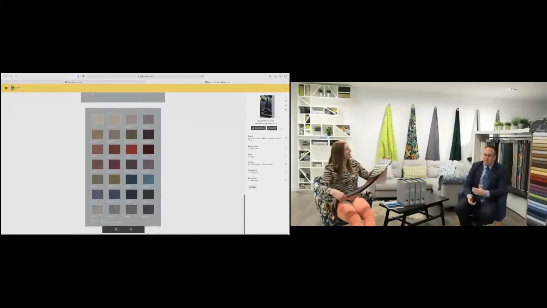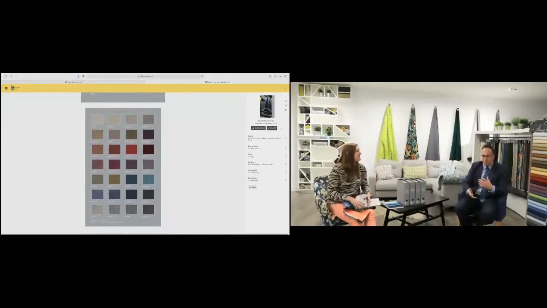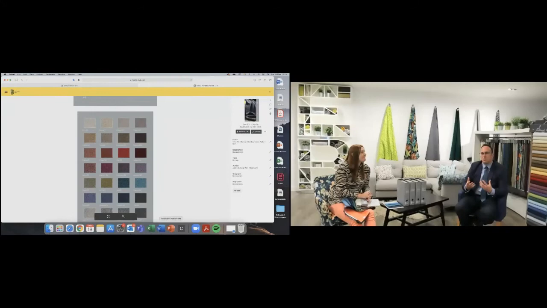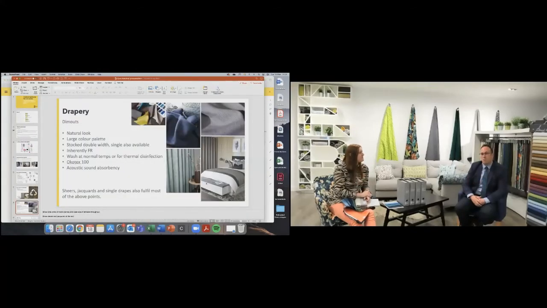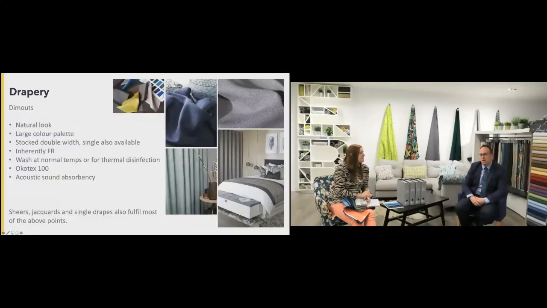I think the important thing to take from that is, with a fabric like this, healthcare is moving into this kind of hospitality way of thinking, where the experience of the person using that room is important, and having a sound absorbing fabric like Expression plays a massive part in that.